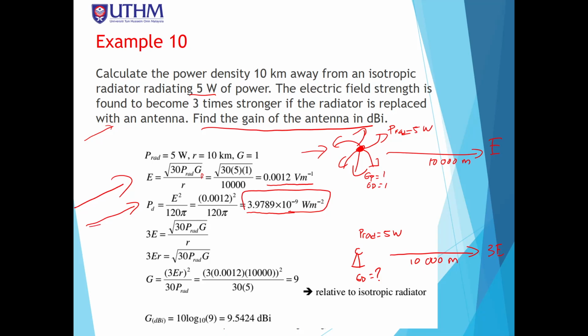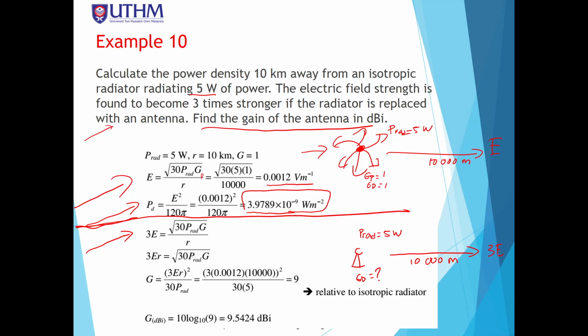Okay, I put a line over here to differentiate. I made a line here. So it starts from here. Now we replace the isotropic antenna with the real antenna. It is said that when we use the real antenna, we can achieve 3 times the E field of the isotropic antenna. When we use the real antenna, we achieve an electric field 3 times higher.